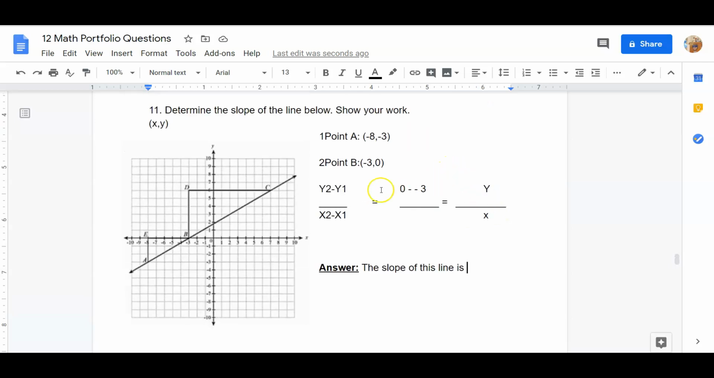Alright guys, I think you should be able to handle it. Just remember, the key is these. Y2 is the second pair, y coordinate. Y1 is the first pair, y coordinate. X2 is the second pair, x coordinate, and x1 is the first pair, x coordinate. Good luck.